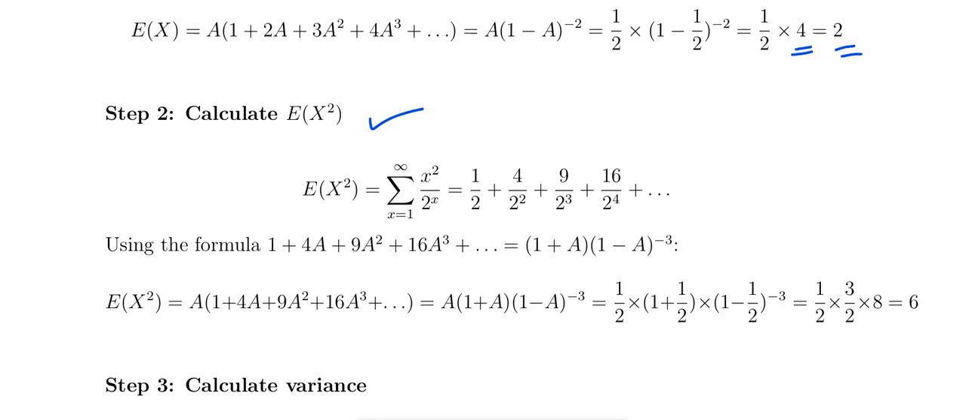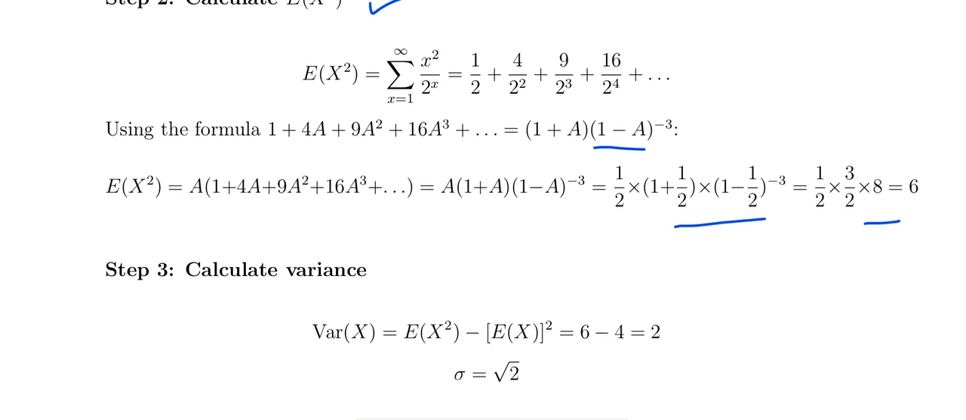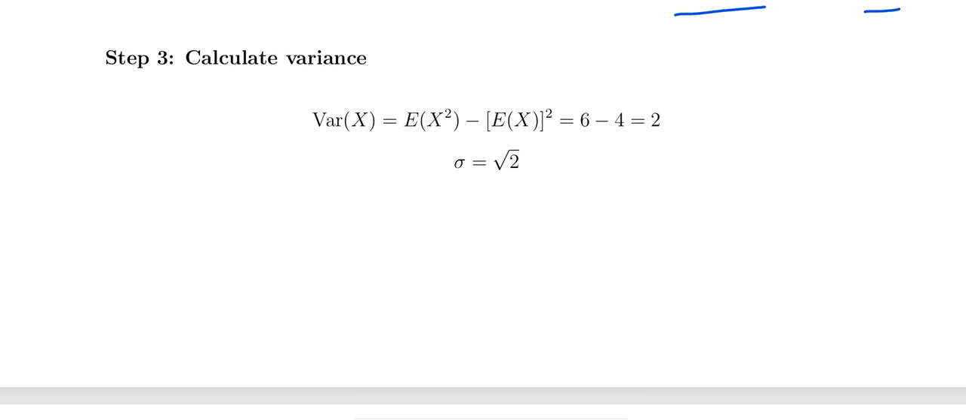When finding E of x square, once again if you put a equal to 1 by 2, you get this structure. We put it for the formula. So (1 minus x) whole power minus 3 comes here. If we substitute that, we get the result, that is E of x square equal to 6. So we must find the variance of x. Sigma equal to root 2.